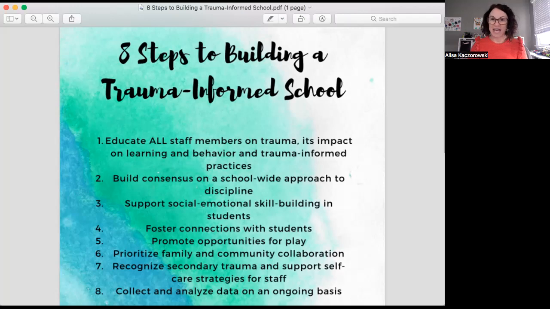And then the very last step is really trying to figure out how do we collect data on what we're doing, and then what do we do to analyze that and see if the practices, the strategies, the changes that we're making are really making a difference for our students and for our staff and families. So that's a very high level view into what these 8 steps are.